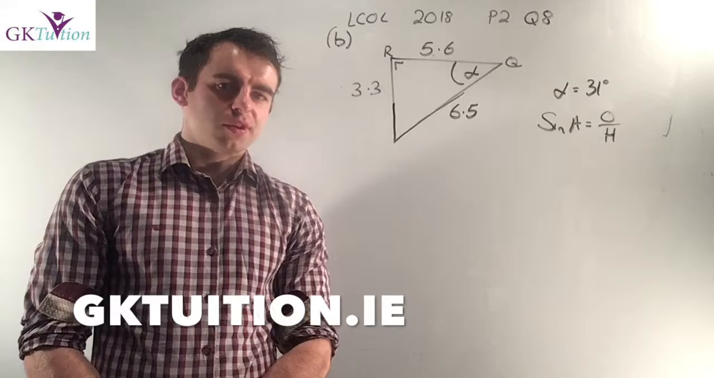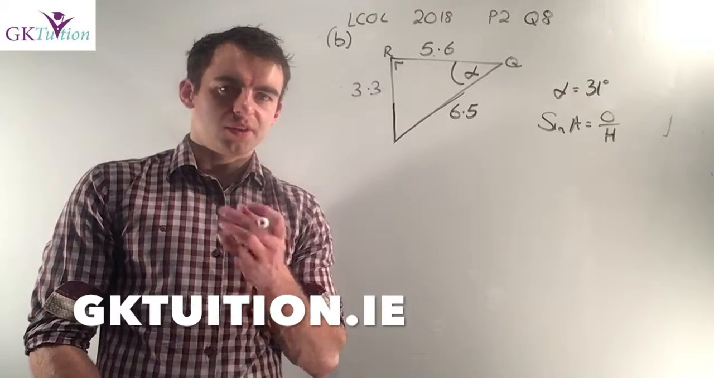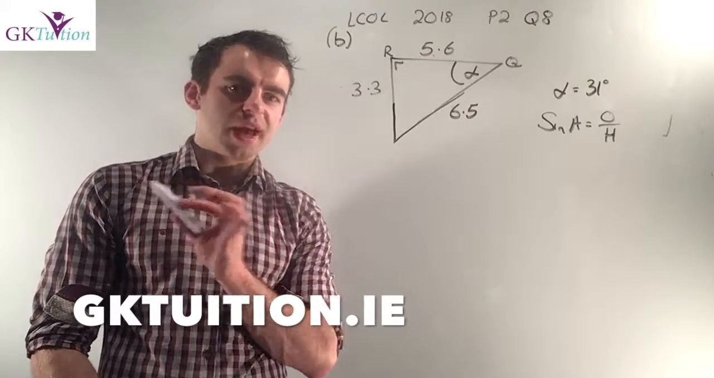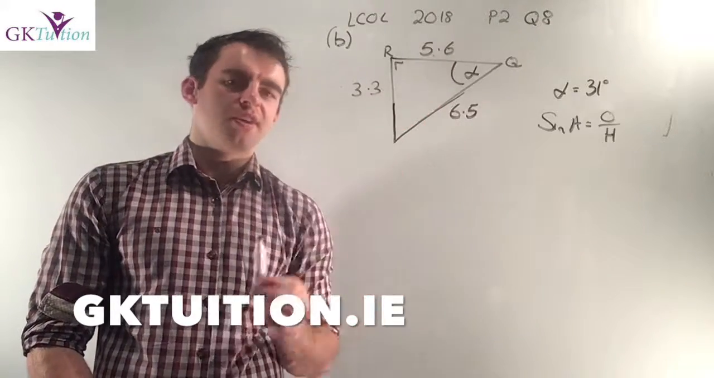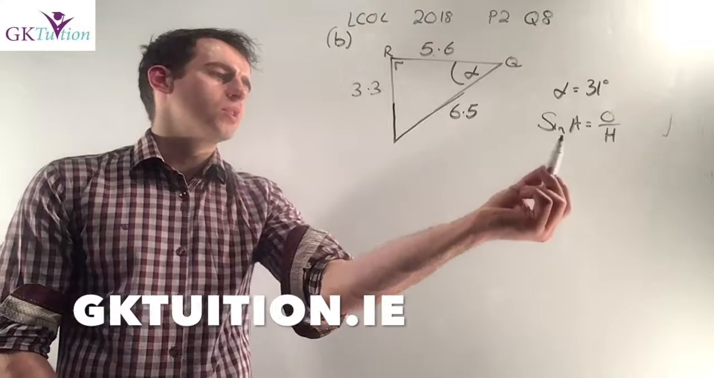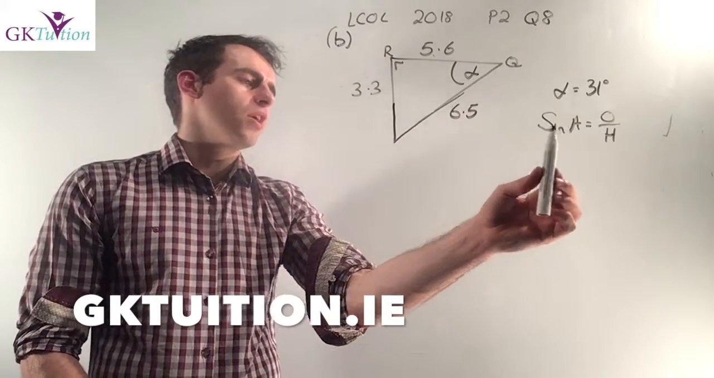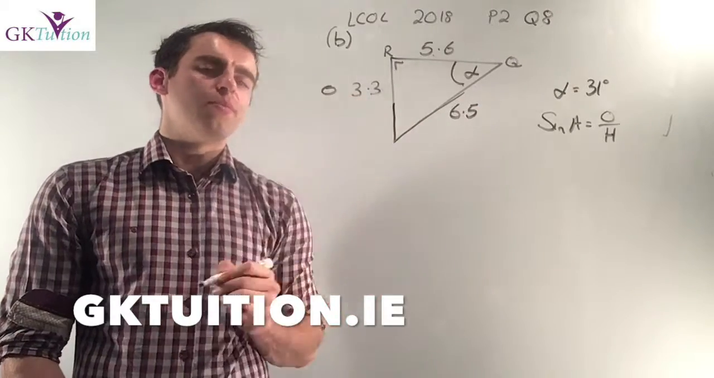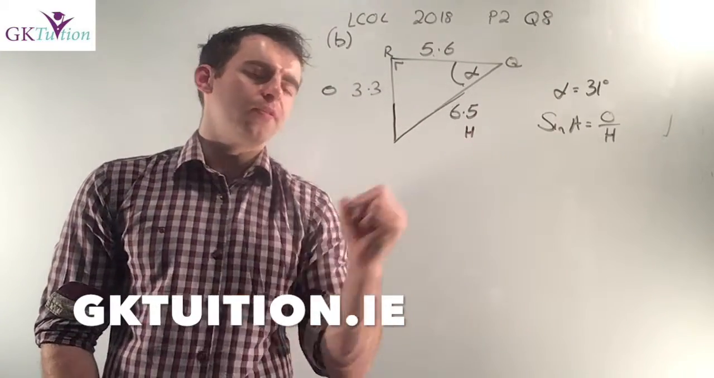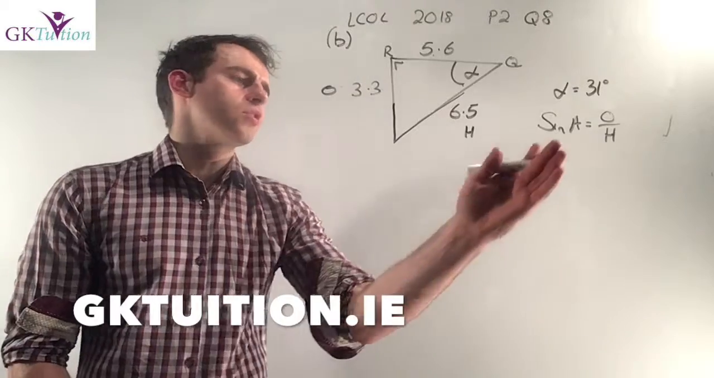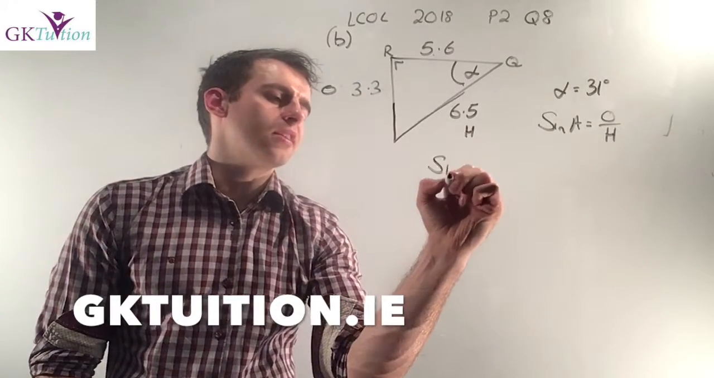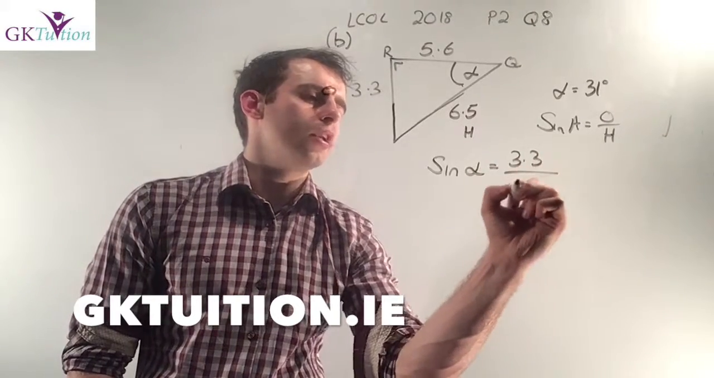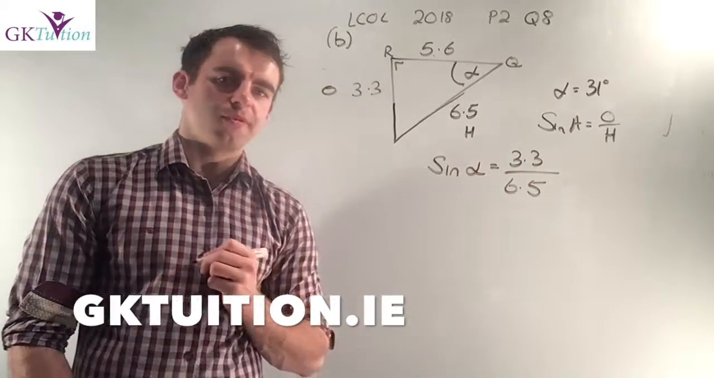Now, if you have a right angle triangle and you're looking for one of the angles, you're going to be dealing with either sine, cos, or tan. In this case, you can use any of those three because you know all three sides. I've decided to use the formula for sine. Sine of an angle is opposite over hypotenuse. So if that's my angle alpha, 3.3 is the opposite, 6.5 is the hypotenuse. So if I just sub into this formula, I can say that the sine of the angle alpha is equal to the opposite, which is 3.3, over the hypotenuse, which is 6.5.